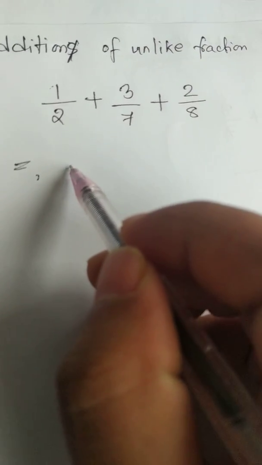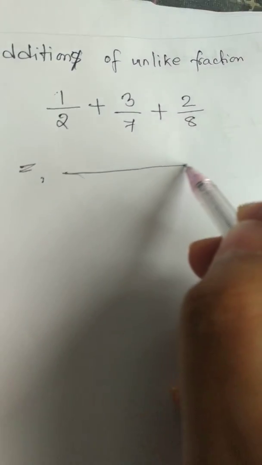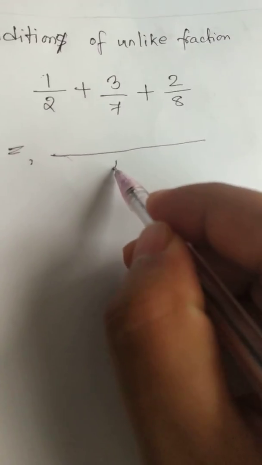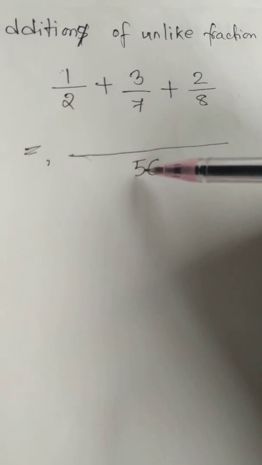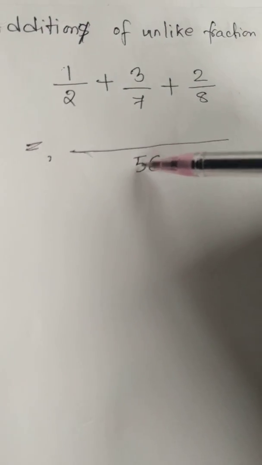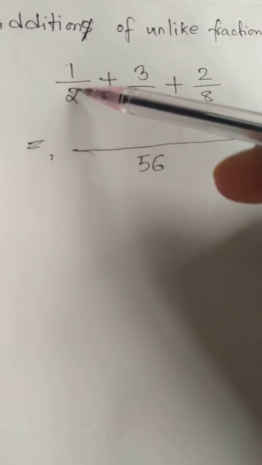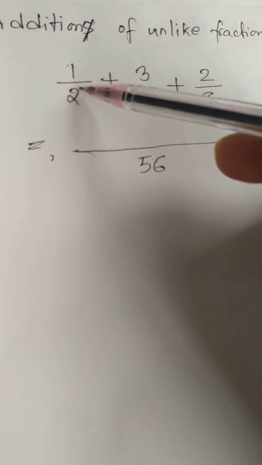So let's put it up. First of all, we need to draw a line, and then we need to write the LCM over here, that is 56. Okay, now what to do? First of all, we need to divide this LCM with each denominator. So what is 56 divided by 2?